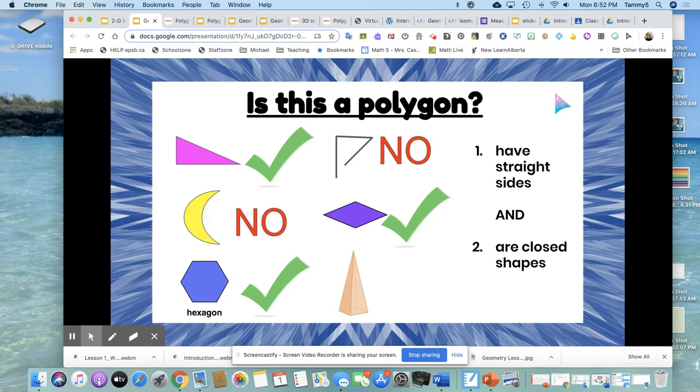This figure has straight sides, but they don't join together, so that means this is not a polygon. This diamond has straight sides and they're joined together, so it is a polygon. Lastly, if we take a look at this figure, you would say to yourself, this actually is not a 2D shape. This is a 3D object. We know 3D objects are not polygons, so this is not a polygon.